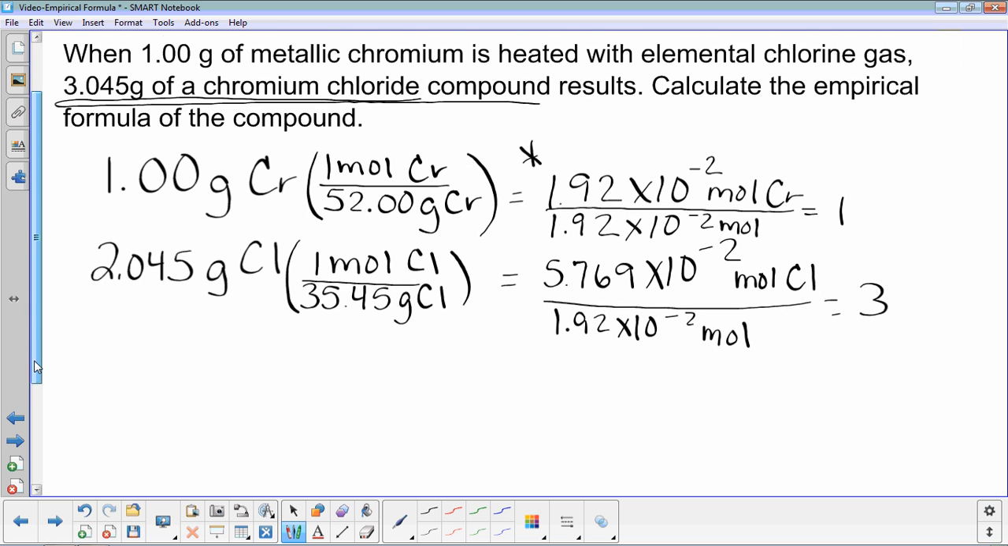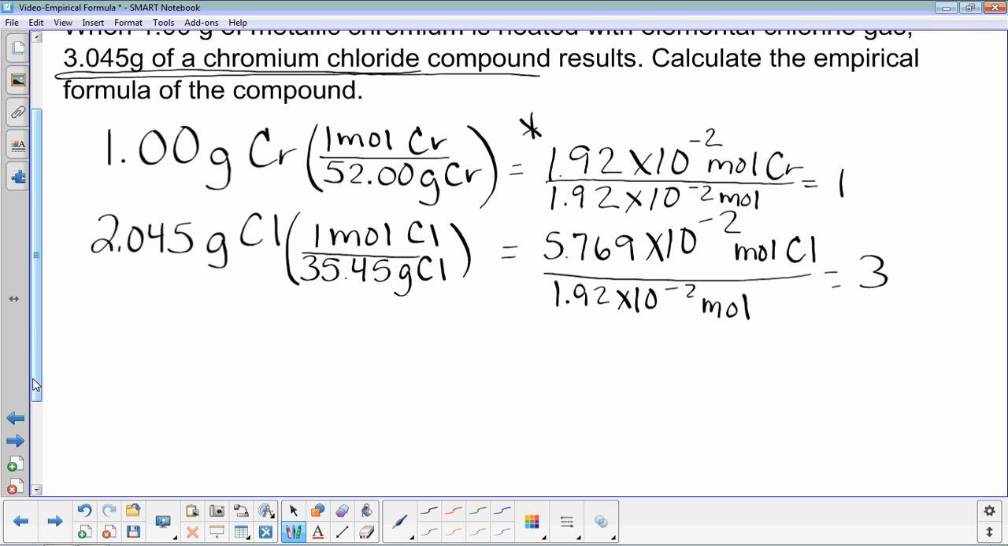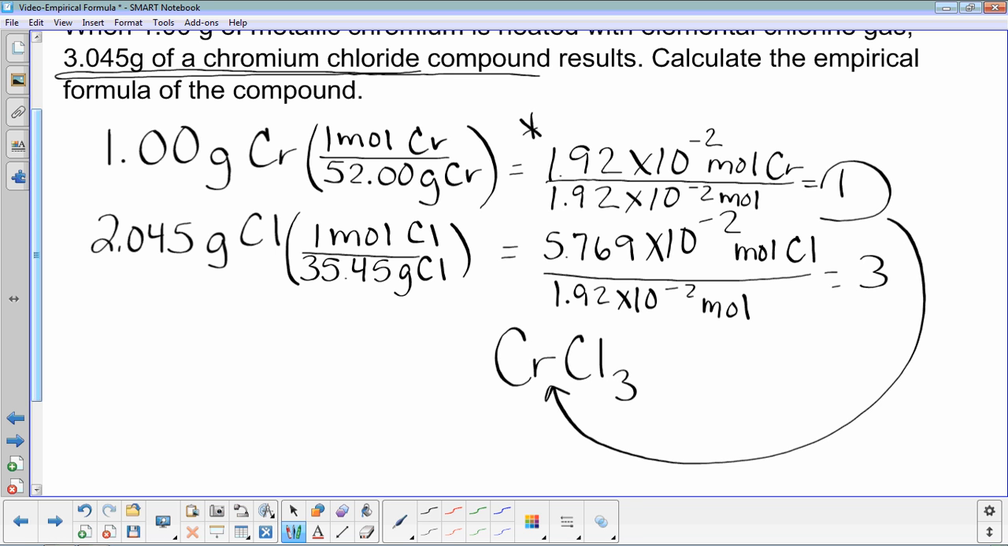And if you put this in the calculator and you see that your number is like 1.99 or 2.99, that is trying to tell you that it's 3. It is a whole number. So when I write this out, it is CrCl3. Notice that the 1 is implied here, and the 3 is actually written here. So that is the empirical formula of this compound.